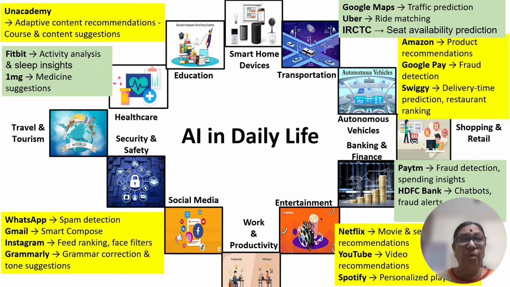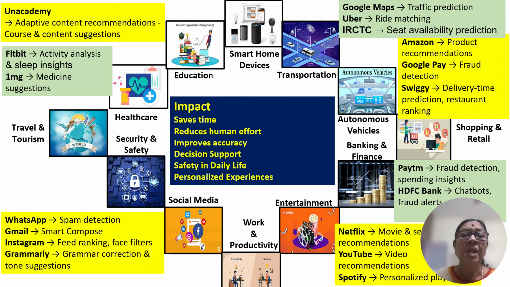Now let's see the overall impact that AI has in our daily life. So it basically saves time, it reduces human effort, it improves accuracy, it helps you in decision support. What movie should I see? What book should I buy? What course should I take? And so on. And then it enhances our safety in daily life, especially using fraud detection, an example, and personalized experience. This has become possible mainly because of AI.